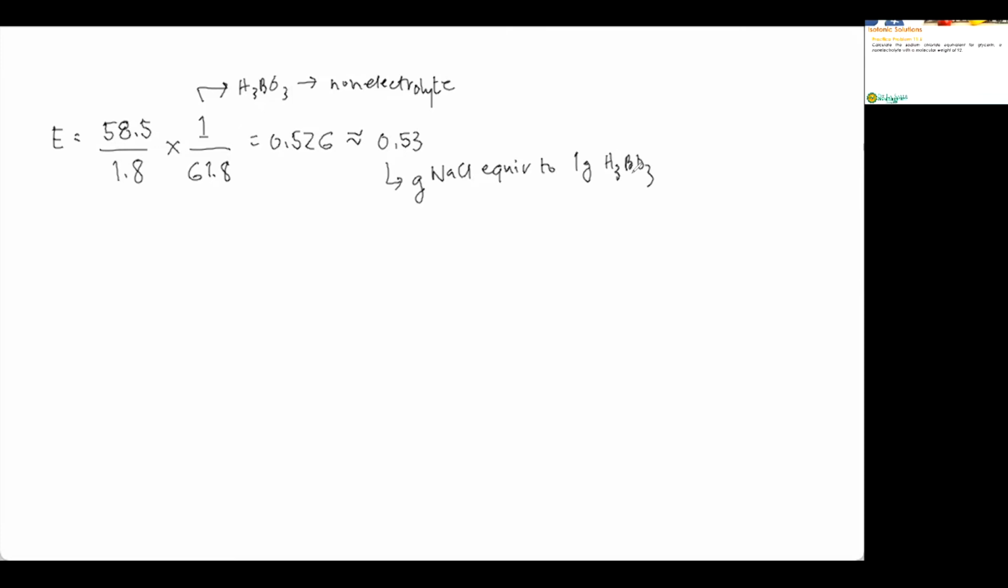In the next problem, we calculate the sodium chloride equivalent for glycerine, a non-electrolyte with a molecular weight of 92. So we will just once again use the same formula. So 58.5 divided by 1.8 times 1. Remember that glycerine is a non-electrolyte, divided by its molecular weight, which is 92. The E value of glycerine is equal to 0.353, or approximately equal to 0.35 gram of sodium chloride per gram of glycerol or glycerine.